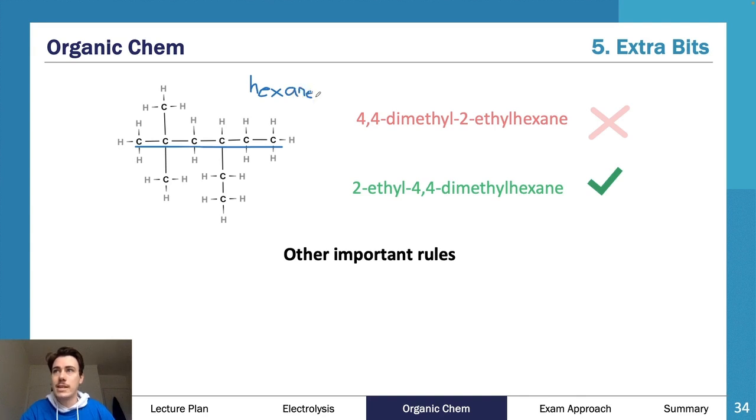So we've got hexane. Now I've got a methyl group, I've got a methyl group, and I've got an ethyl group. So let's talk about a couple of things here. As you can see, this should be 3, by the way. I love how I've tried to make a really big deal, but I've somehow messed it up. This is meant to be 3.